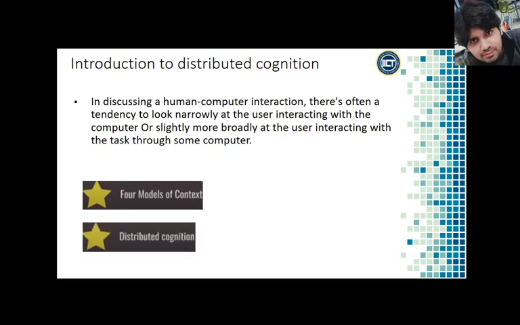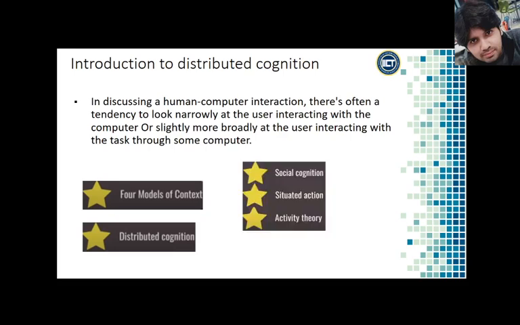We'll focus primarily on distributed cognition, which is one of the dominant theories on the interplay between multiple agents, artifacts, and contexts. We'll also touch on 3 significant theories: social cognition, situated action, and activity theory.